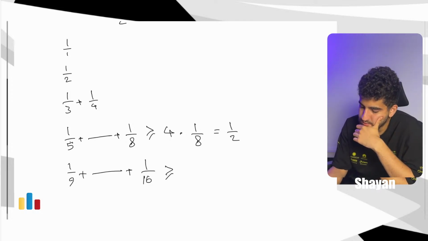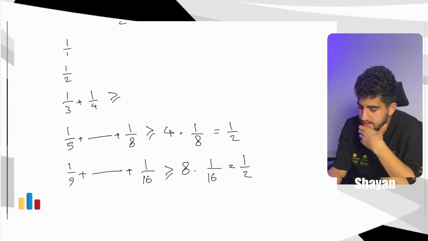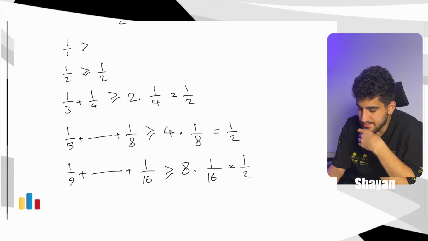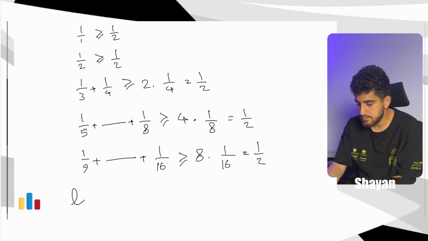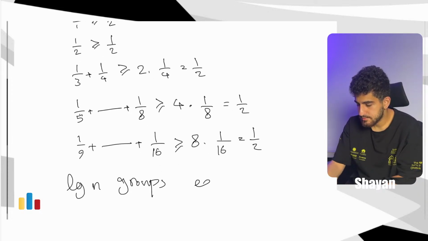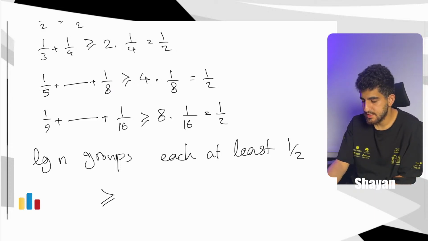In here, you have 8 numbers, each one at least 1 over 16. So it is at least 1 half. In here you have 2 numbers, each one at least 1 over 4. So it is at least 1 half. And these 2 are also at least 1 half as well. So again, this time you have log n groups, each at least 1 half. So that shows that the sum of these numbers is at least log n over 2.